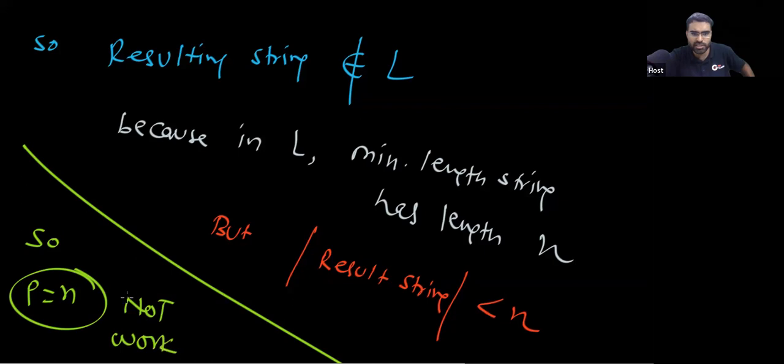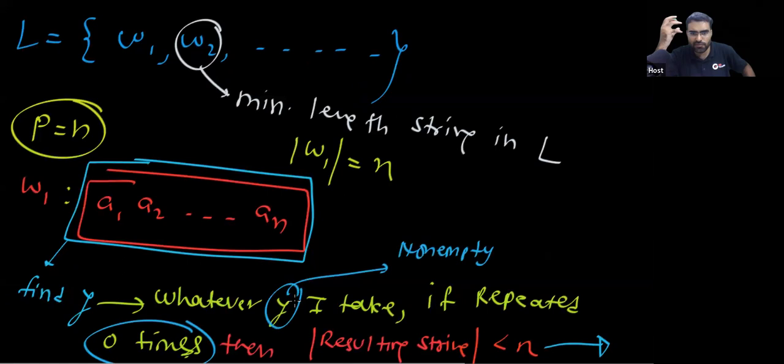Very intuitive, right? Just think in your mind. Just visualize. If you repeat this y 0 times, this y itself is non-empty, so the resulting string length will be less than n. So this resulting string cannot belong to this language L, because in this language L, the minimum length string has length n.